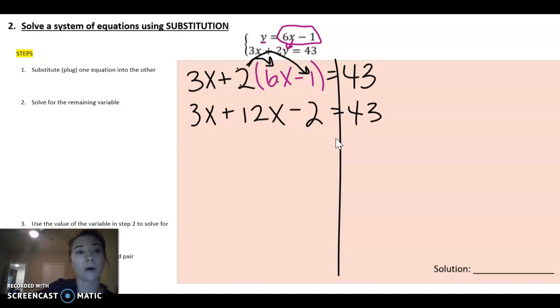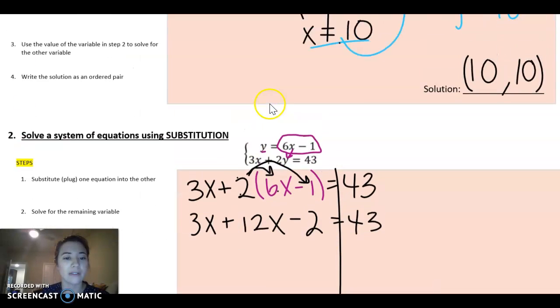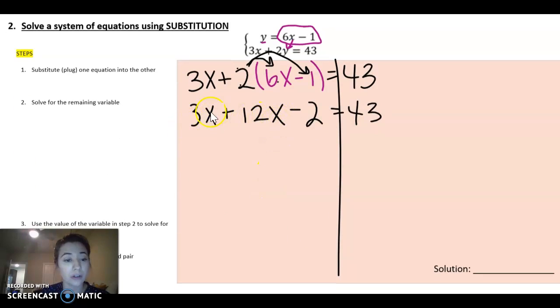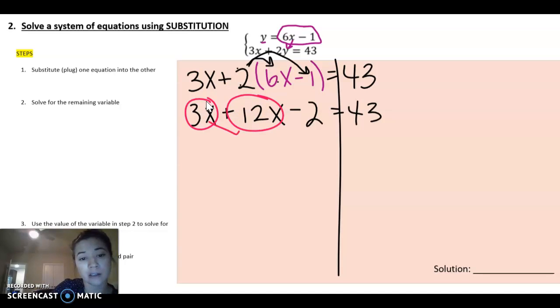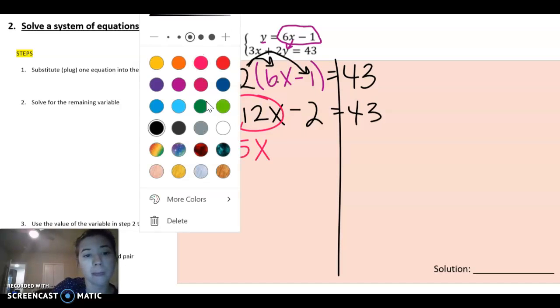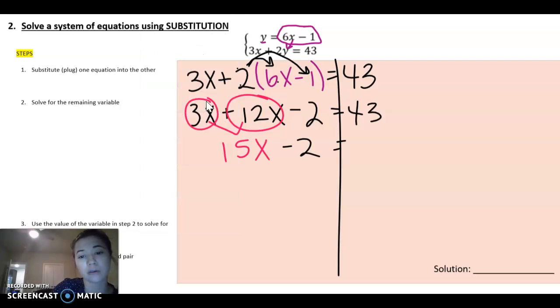Hopefully you're thinking, oh, I can combine like terms. You would be right. We have x's, two different x's, on the same side of my equal sign, so we can combine these together. We have a 3x, and we have a positive 12x. So when we combine those, we're going to get 15x. 12 plus 3 is 15. We got that minus 2, and that all equals 43.